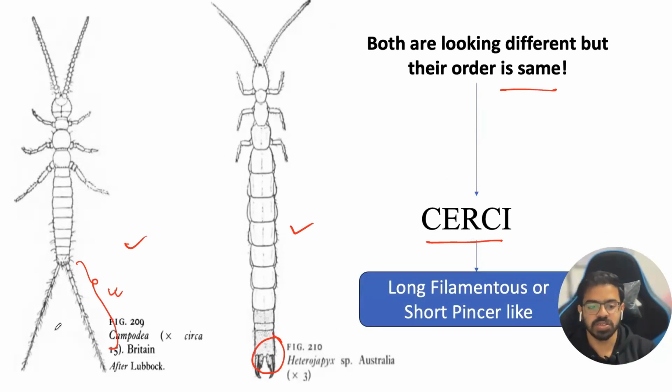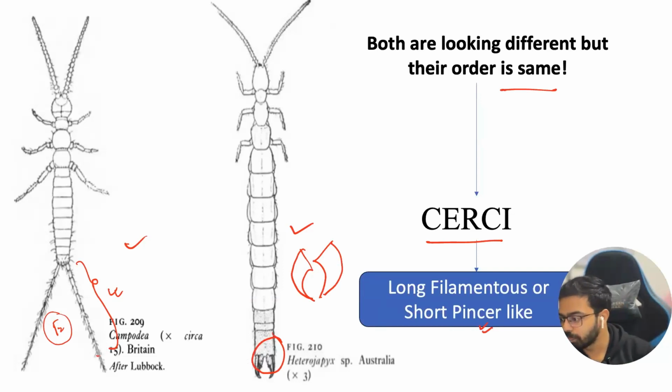See here, it is filiform. It is long and it is filiform. But in this case, it is something like a sickle shape, short and sickle shaped, like this. So these are some differences in cerci present in Diplura.